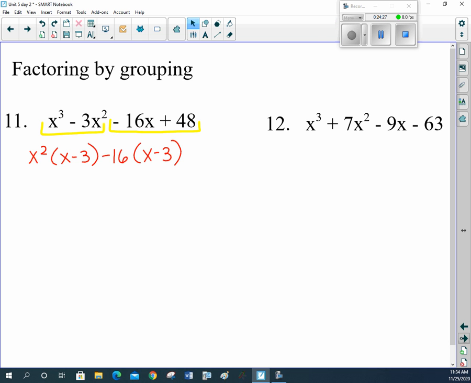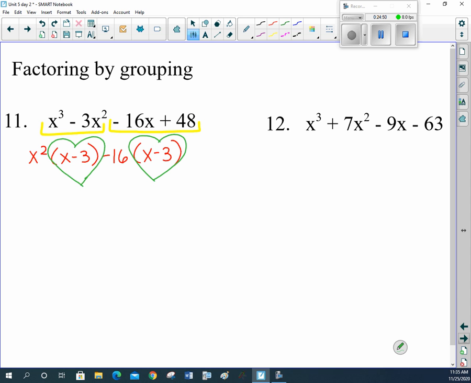Okay, notice how this piece right here is the same as that piece right there, my little hearts. If they are not the same, then this will not factor by grouping. If they are the same, you can continue factoring. So how do I continue factoring?